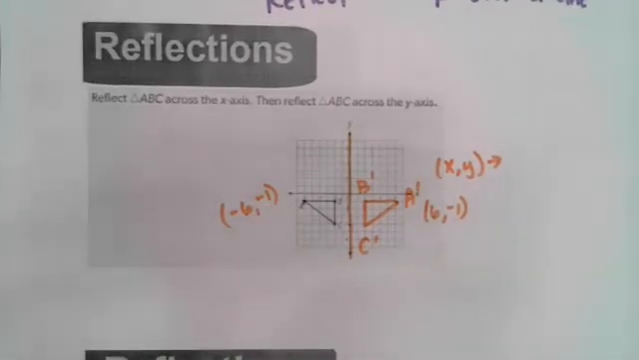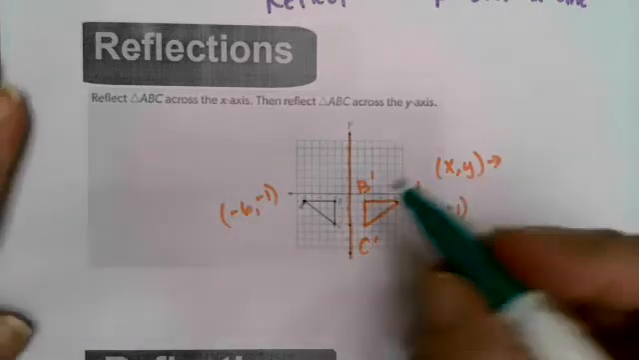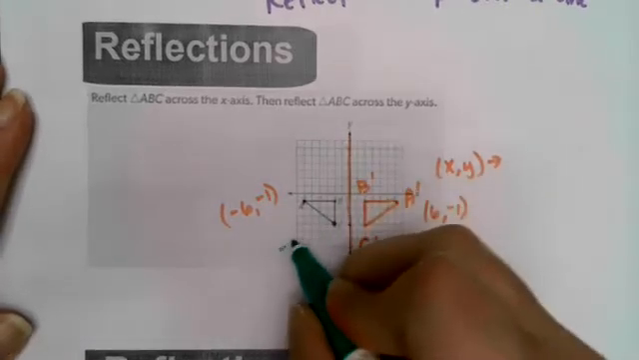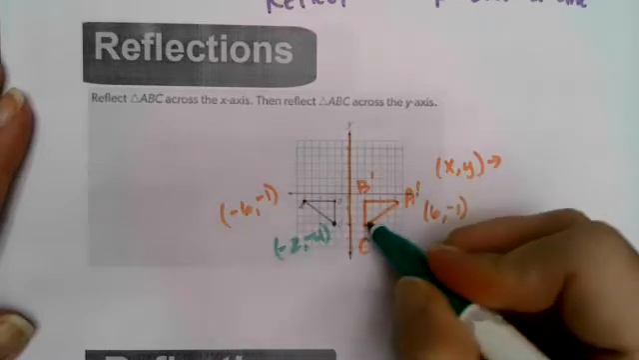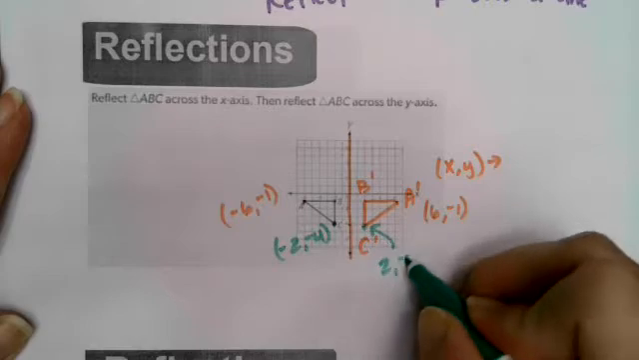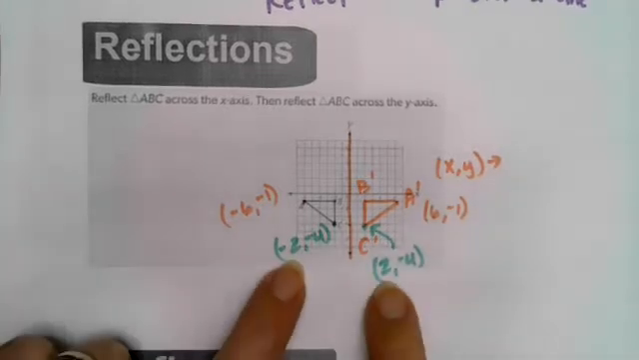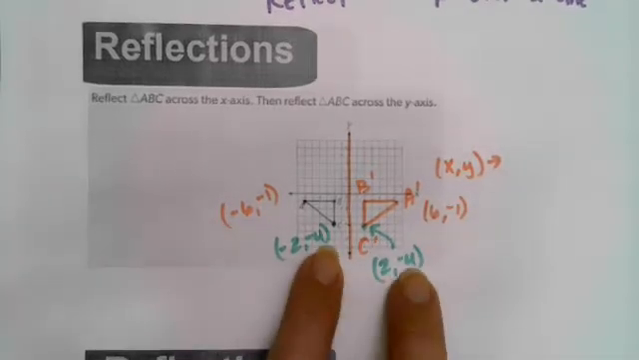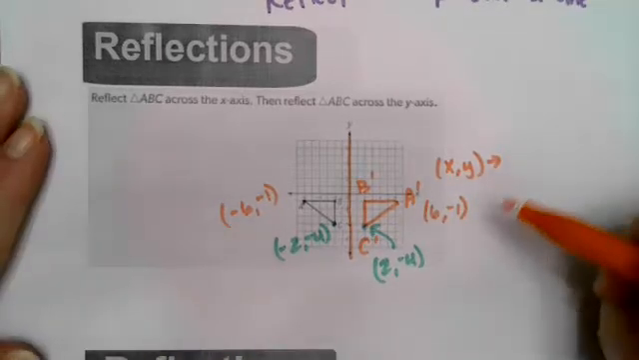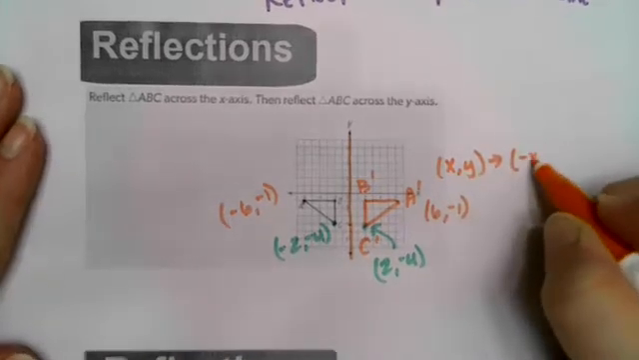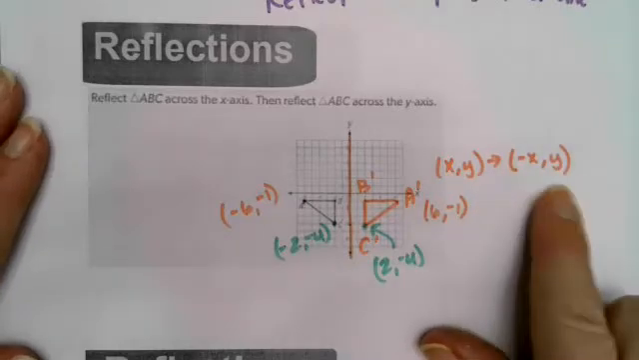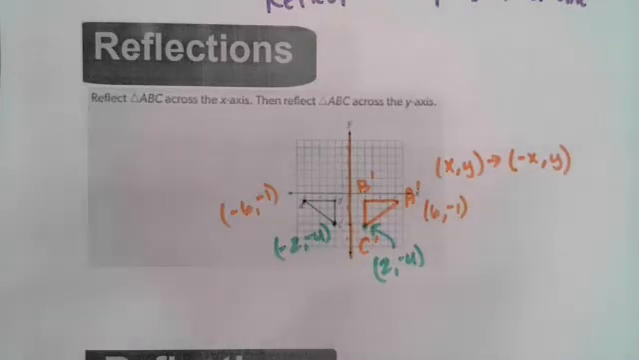Let me check that with another point just to make sure. So for my C, I have the point -2, -4. And then for my C prime, I have +2 and -4. So I have the same relationship where my X changed signs, but my Y did not. So changing signs is multiplying by -1. So my rule here from X to Y will be -X, Y. So I will ask you for the rules for these, but I recommend actually doing the transformations first.